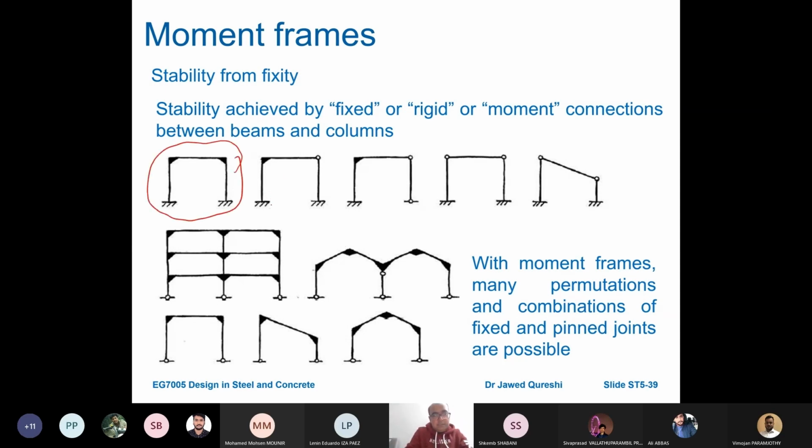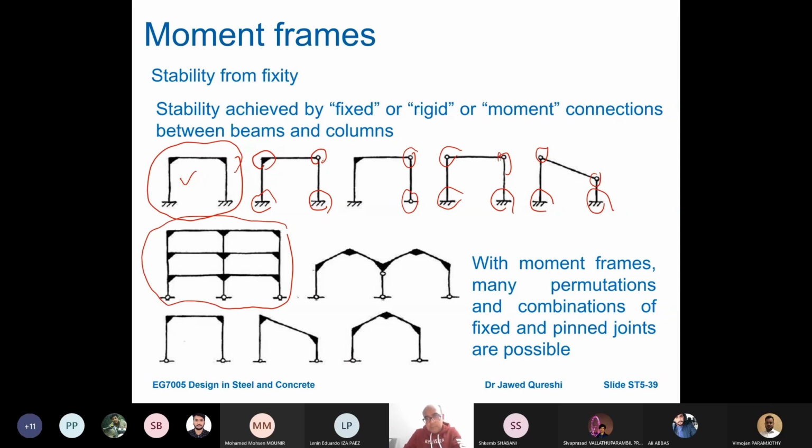You can see that in here, supports are fixed, joints are fixed, and we have one pin at the top. But this is a complete moment frame. Now here you can see that we have two pins. This is a kind of hybrid system. And again, two pins at the top with fixity at the bottom. And this is a typical example of a fixed frame. These are various examples. So with moment frames, many combinations of fixed and pin joints are possible. But most of the time we use almost all of them as fixed.